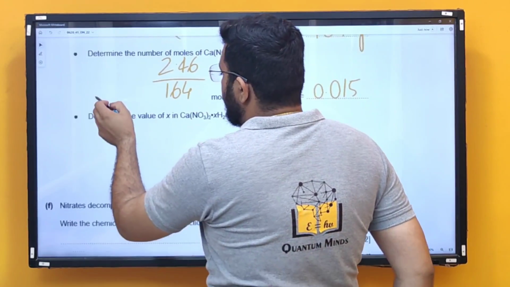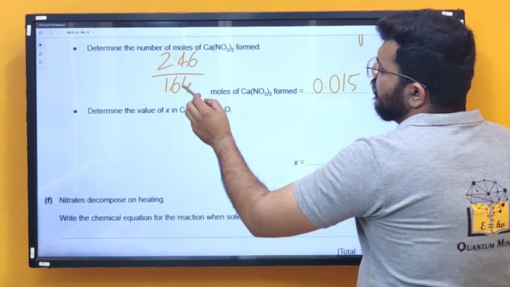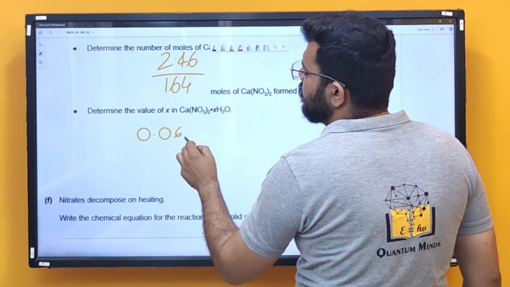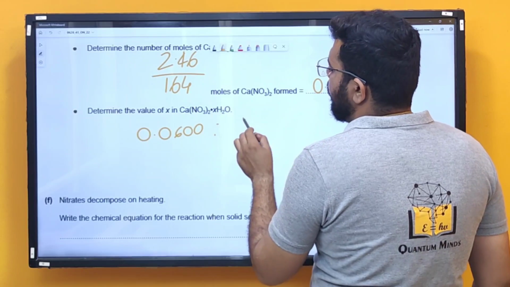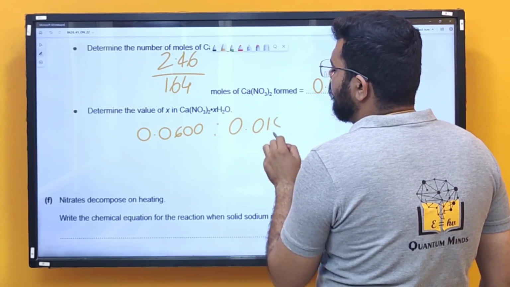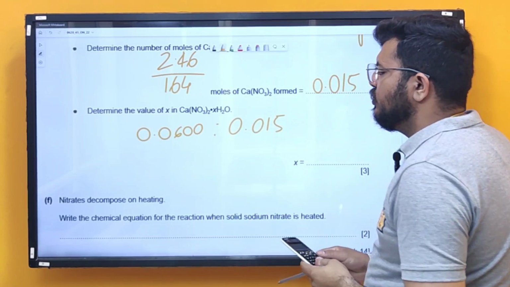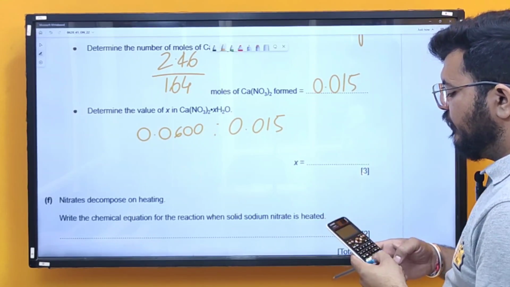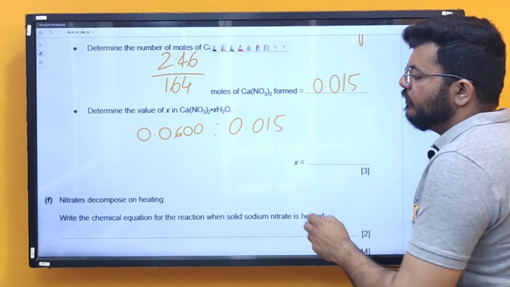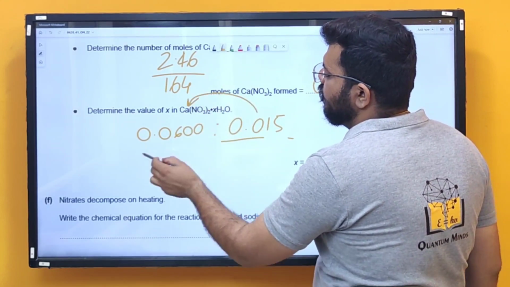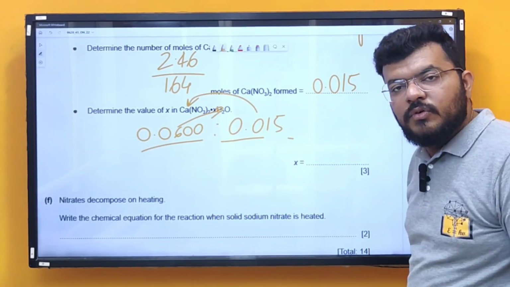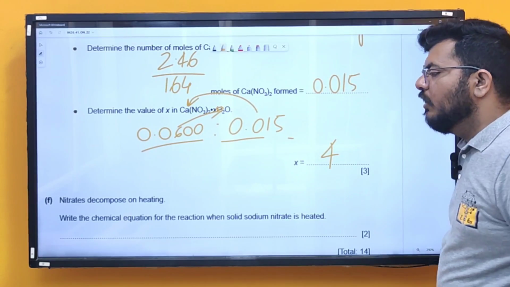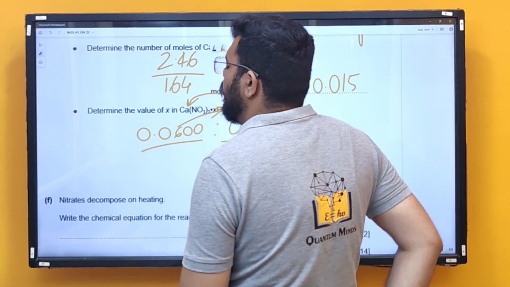Then determine the value of X. Water, how much water was there? Water was 0.0600 moles, and we have found out that calcium nitrate is 0.015 mole. What is the ratio here? So 0.06 divided by 0.015, which is 4. So the ratio between calcium nitrate and water is 1:4. So when 1 mole of calcium nitrate is taken, you will have 4 moles of water. So the value of X is 4.